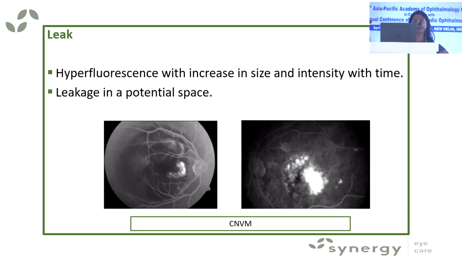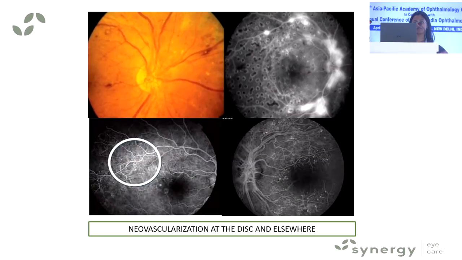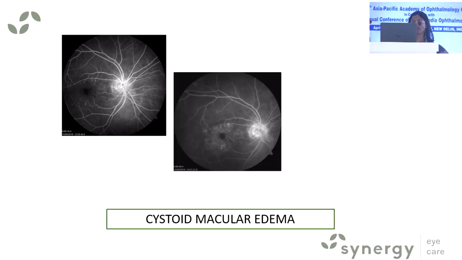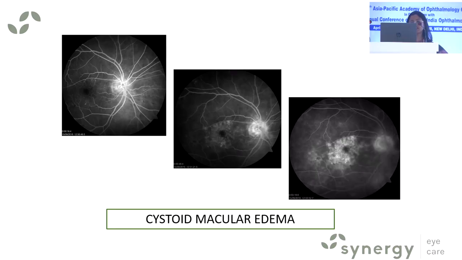Next is leak. It is also a hyperfluorescence where there is increase in size as well as intensity over a period of time, and the leakage is seen in a potential space as seen in CNVM. Also, it can be seen where there is neovascularization at the disc or elsewhere, and seen in cystoid macular edema. As we can see with the phases, the intensity is deepening.